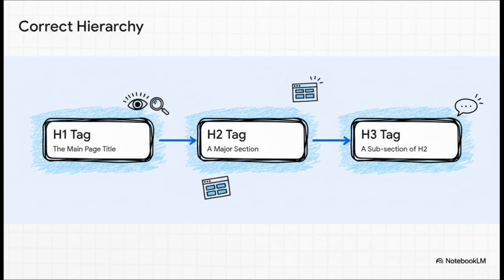You should have one and only one H1. That's your main page title. Then your major sections get H2s, and any subsections under those, they get an H3. Just think of it like an outline for a paper. It creates this clean, nested structure that's easy to follow.